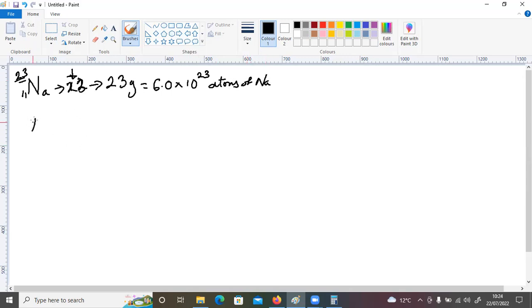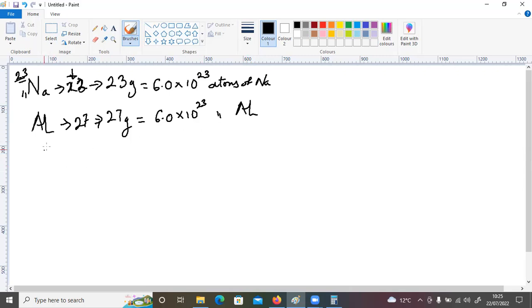If I took another element, such as aluminium, and its relative atomic mass is 27, and I take 27 grams of aluminium, I'll count the number of atoms in there. I'll find it has those number of atoms of aluminium.